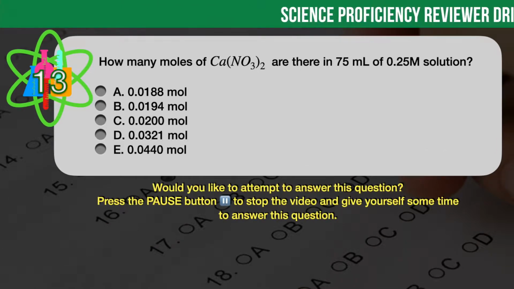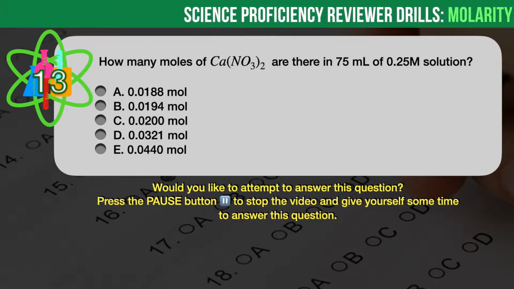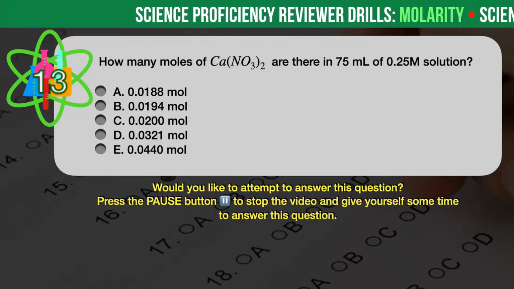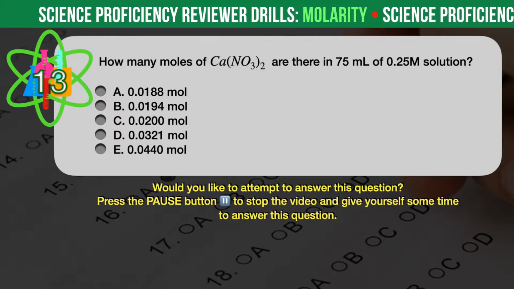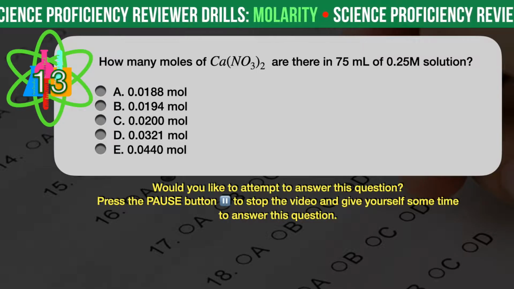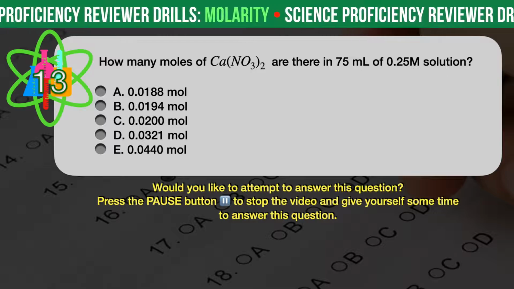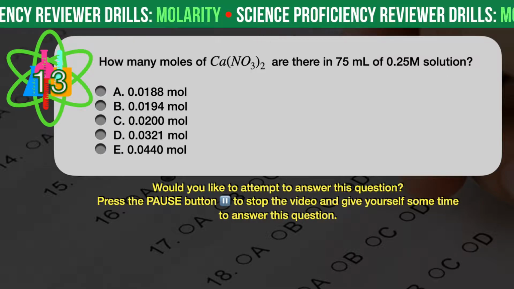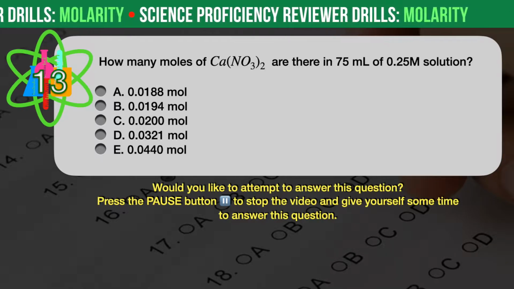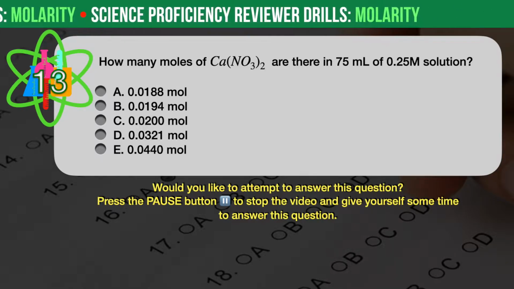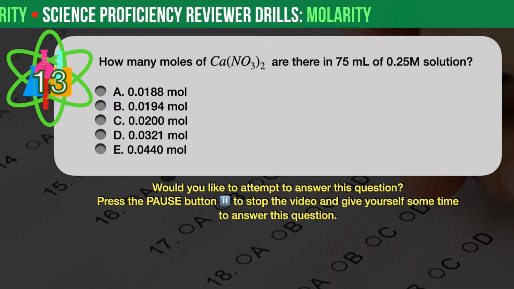Drill question number 13. How many moles of Ca(NO3)2 are there in 75 milliliters of 0.25 m solution? A. 0.0188 moles. B. 0.0194 moles. C. 0.0200 moles. D. 0.0321 moles. E. 0.0440 moles.